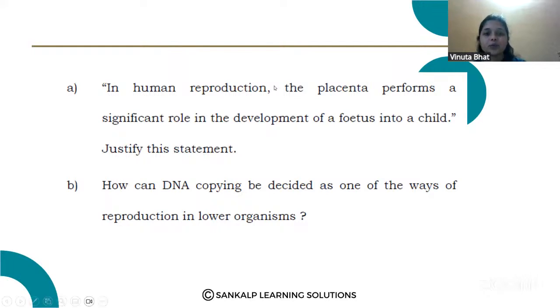Yes, here in human reproduction, the placenta performs a significant role in the development of fetus into child. Justify this statement. And how can DNA copying be decided as one of the ways of reproduction in lower organisms? Please note down the question. After that, we are discussing the answers.